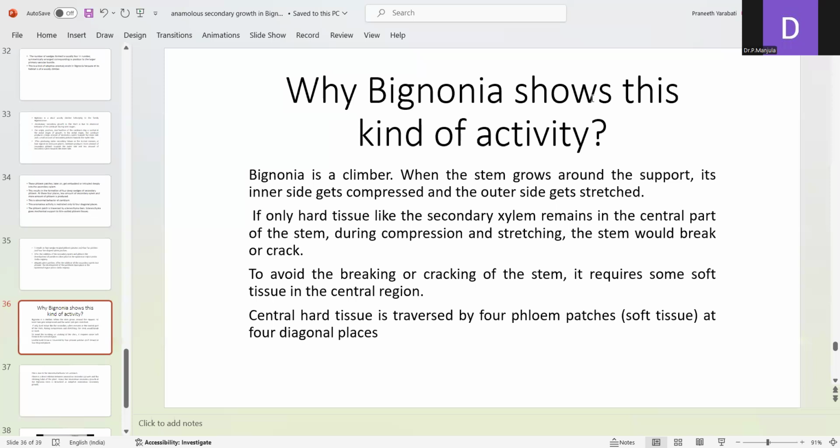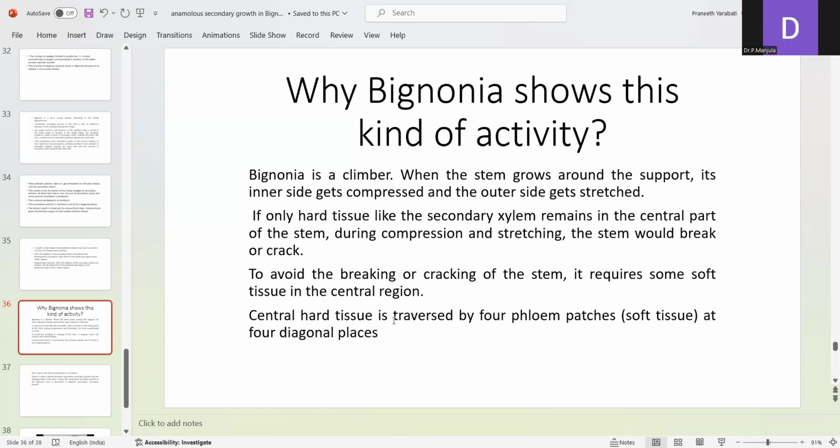Why does Bignonia show this kind of activity? Because it is a climber. When the stem grows around the support, its inner side gets compressed and its outer side gets stretched. If only hard tissue like the secondary xylem remained in the central part of the stem, then during the compression and stretching the stem would break or crack. To avoid this, it requires some soft tissue in the central region.